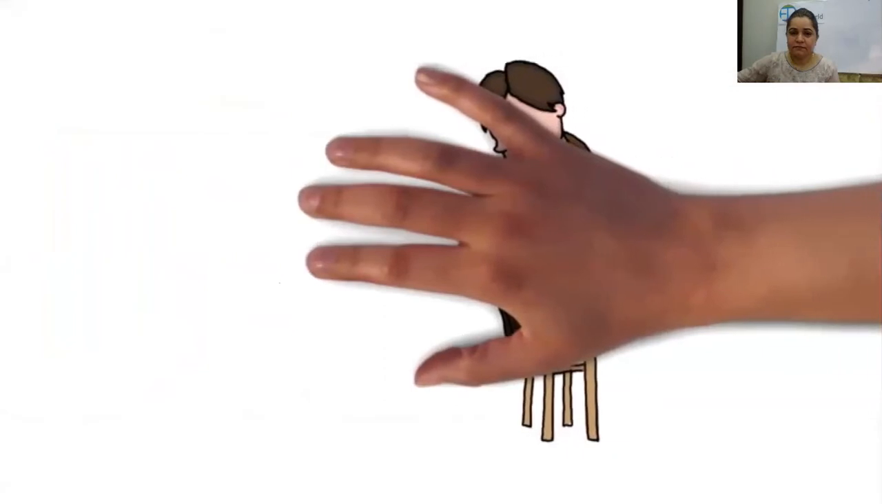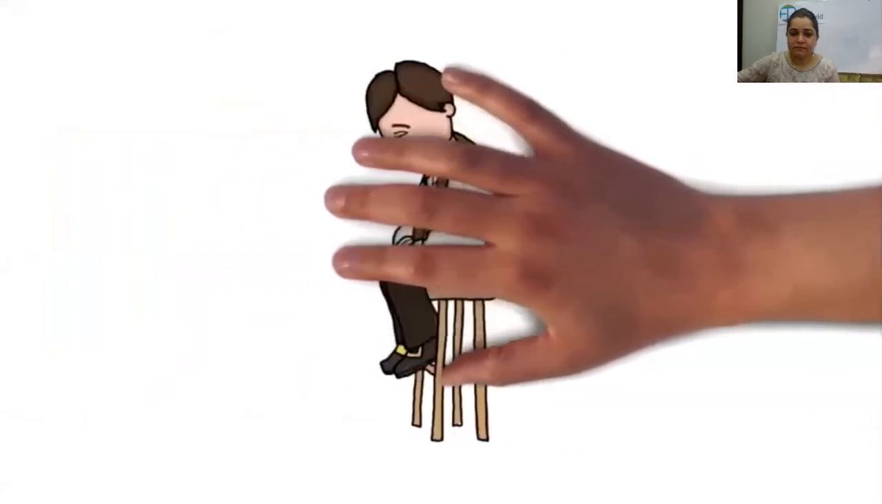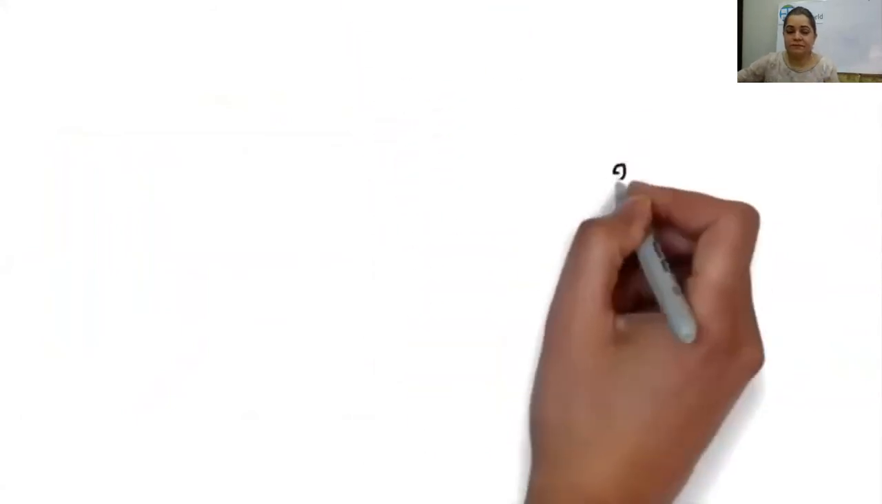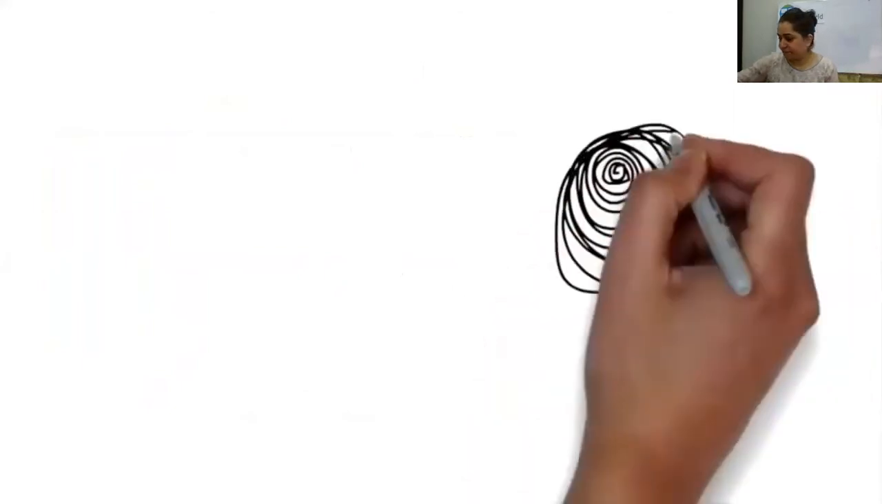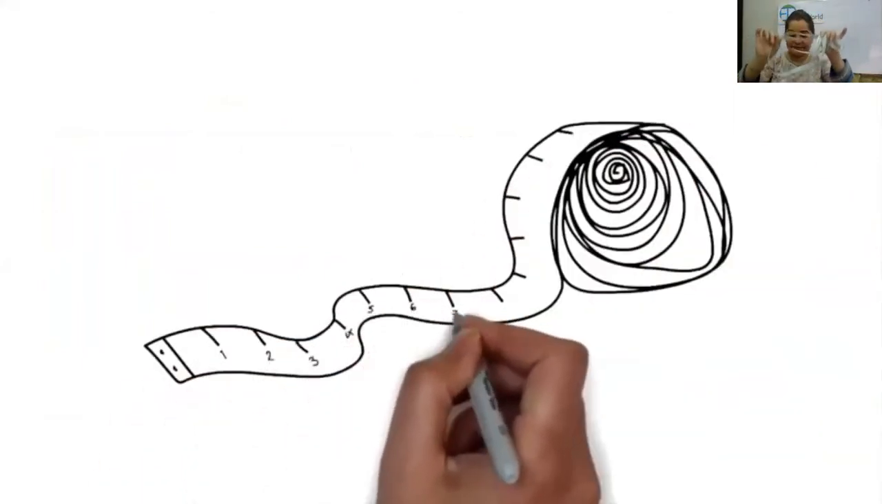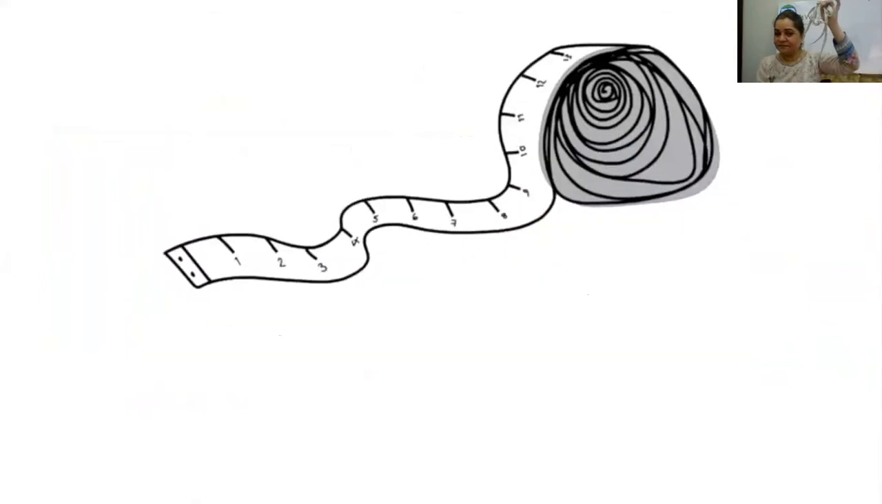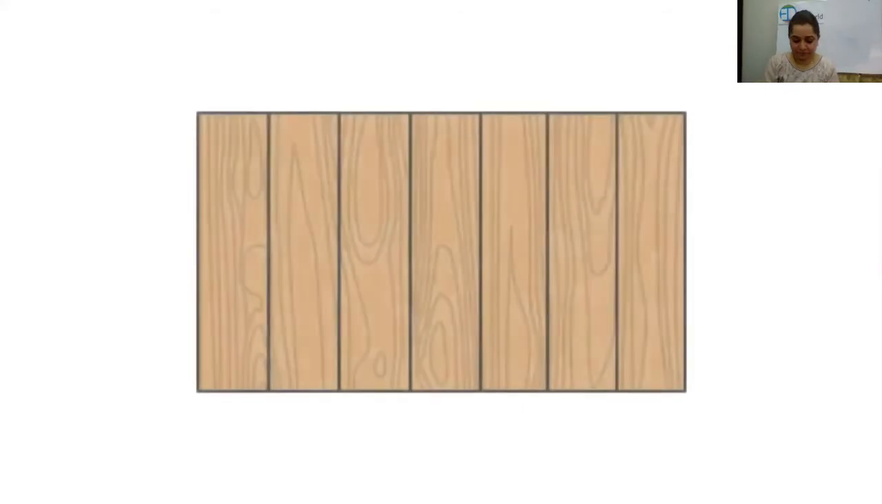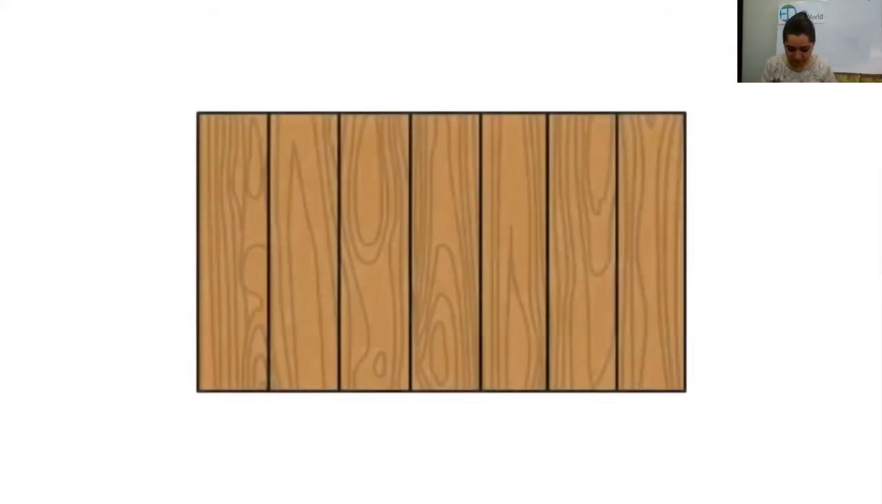There was a boy, very sad. He was sitting on a stool, wondering how he could find out how big his table is. He actually wanted to find out the length, so he thought about the measuring tape. So he went to the table and stretched the measuring tape from one end to the other.